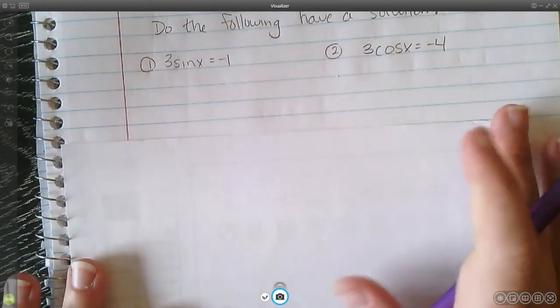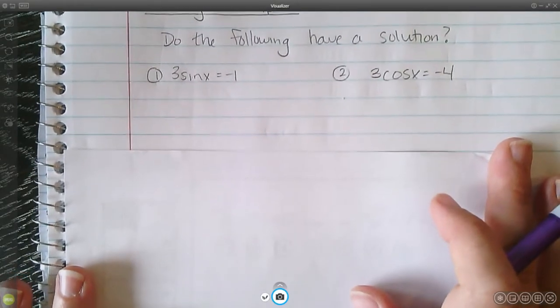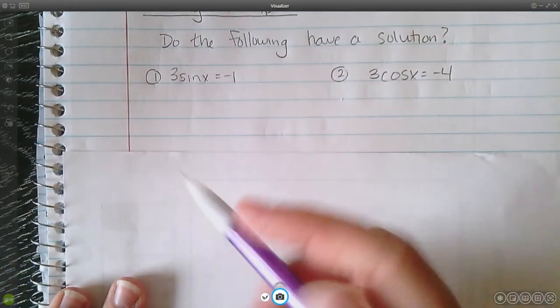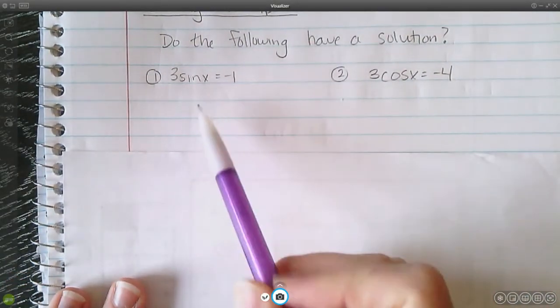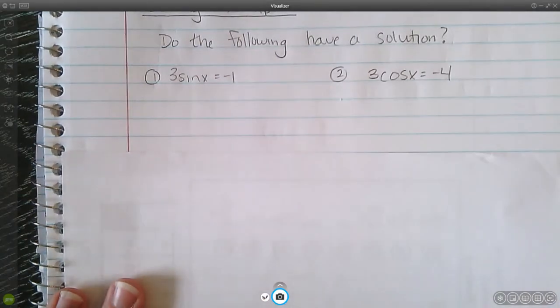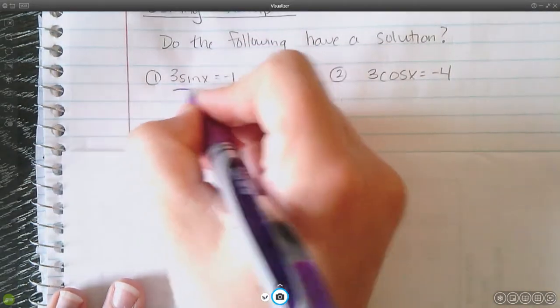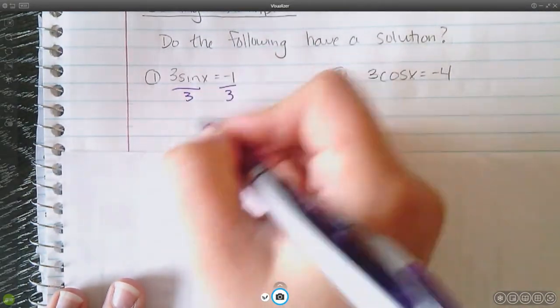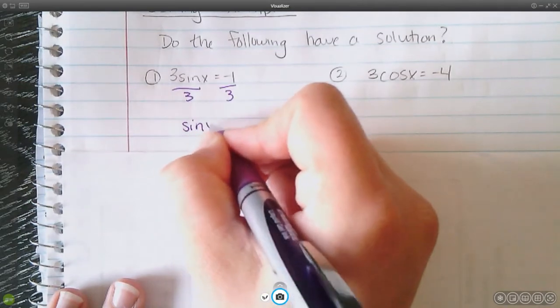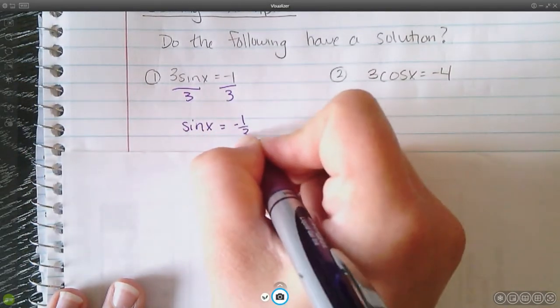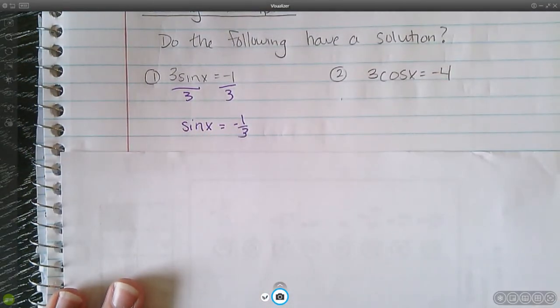Okay, so these ones we don't have to solve. It just asks us, do the following have a solution. Okay, so here's the first one. So when you are solving these, it's the same as you've solved for everything. So this is 3 times sine of x. Then you would just divide both sides by 3, and you're going to get sine of x equals -1/3. So is this going to have a solution?